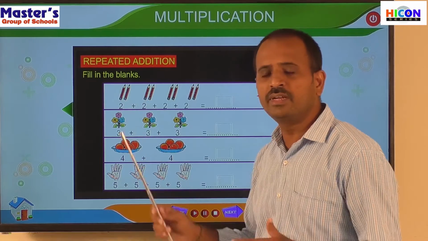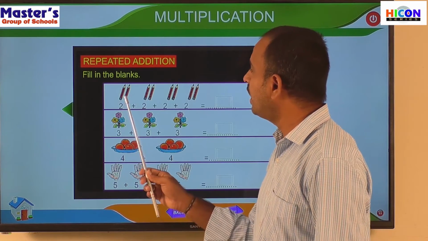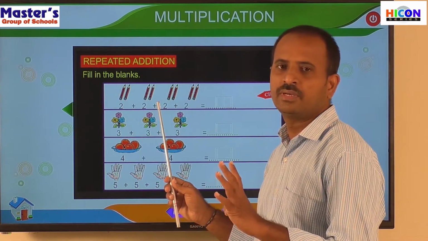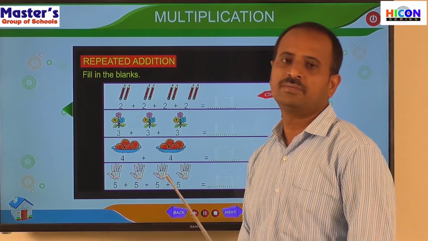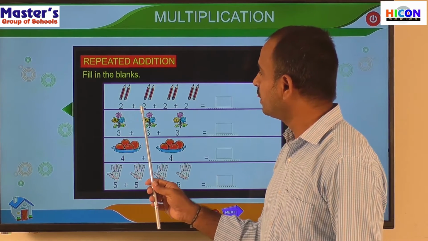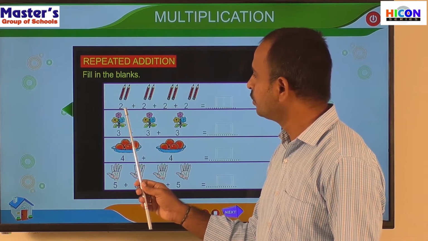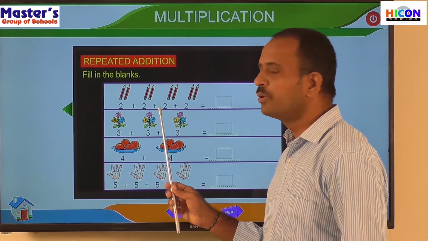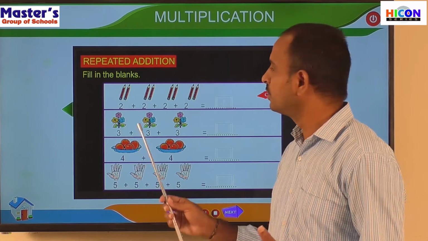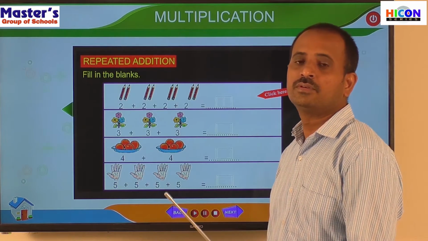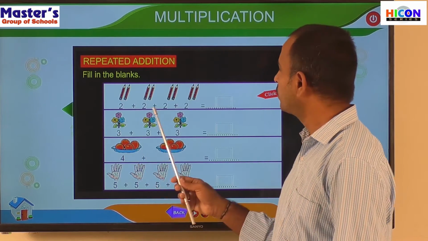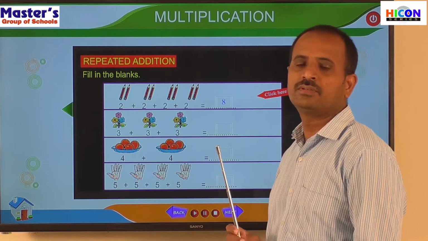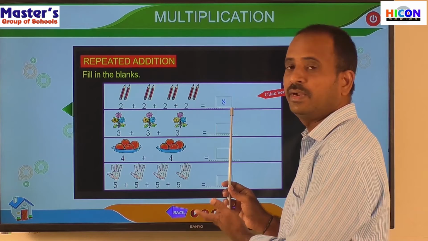So how can we get the total number of pencils? We have to add the number 2 four times, because there are 4 groups, and in each group there are 2 pencils. That is 2 plus 2 plus 2 plus 2. So the number 2 is repeated 4 times. That means 4 times 2. So 4 times 2 becomes how much? 4 times 2 becomes 8. So write 8 in this box. So children, did you understand? So how have we written the answer?